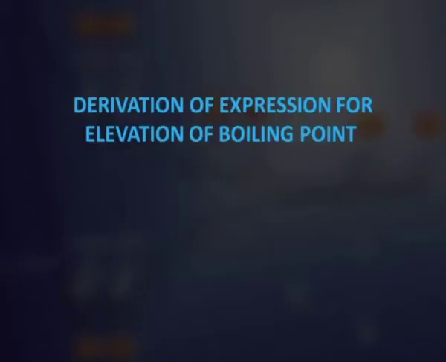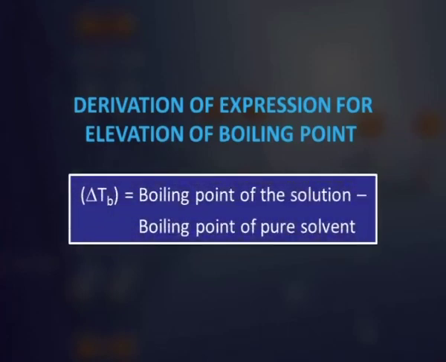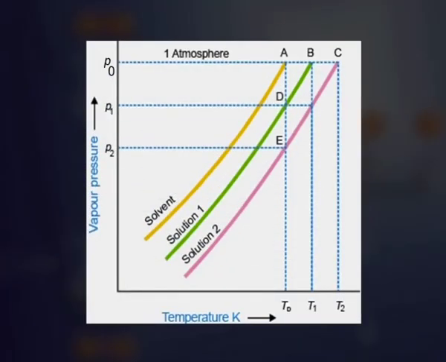Now we are going to derive an expression for elevation in boiling point of solution. Here we have taken delta Tb is equal to the boiling point of the solution minus the boiling point of the solvent. This is equal to elevation in boiling point. This can be better understood by plotting a graph of vapor pressure against temperature for a pure solvent and two solutions of different concentrations. Here is the graph, you can have a look. Here is the line for pure solvent.